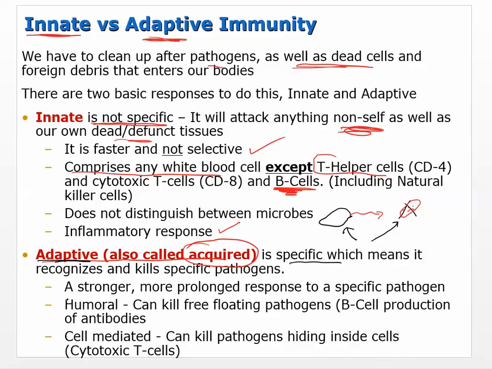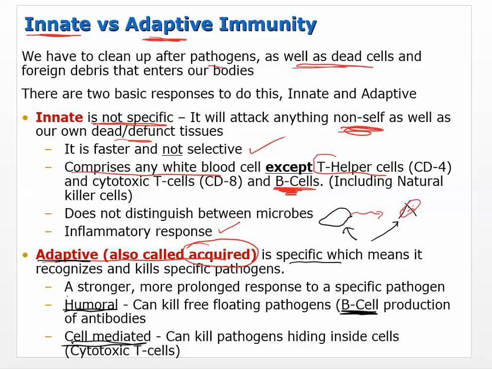Now, this is something you really need to remember, because it's in every textbook, and it's a very generalized type of term. But humoral can kill free-floating pathogens, and those are B cells. Okay, so we're going to talk a lot more about this, but this is a general category. Humoral, free-floating, B cells take care of those.